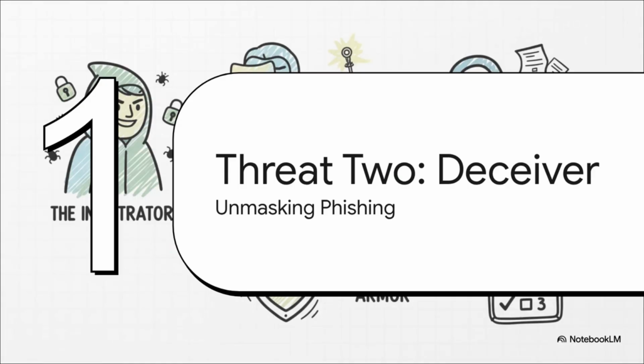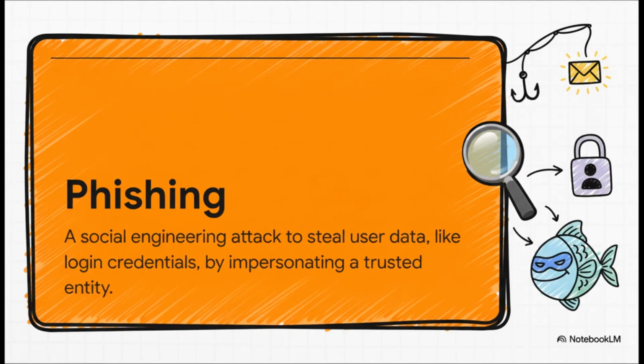But see, not all threats try to kick down your door. Some are way more subtle. They actually trick you into opening the door and inviting them right inside. Welcome to the world of the deceiver. We're talking about phishing. Phishing is 100% about manipulation. It's a psychological game. An attacker pretends to be someone you know and trust, maybe your bank, a coworker, or a company you use all the time. They create this sense of urgency or maybe curiosity, anything to get you to click a link or download something before you have a chance to think it through.